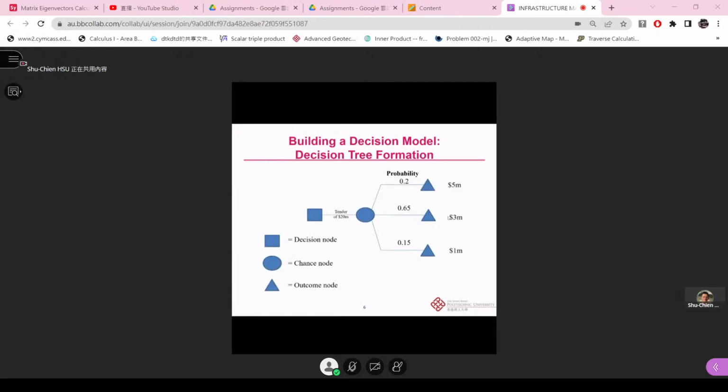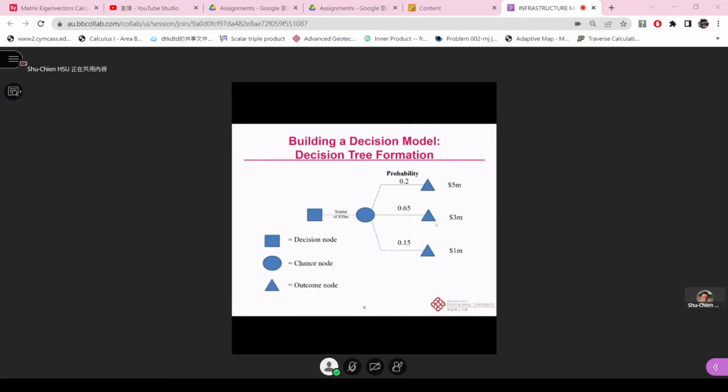If we want to know the expected benefit, we can just use 5 million times 20%, 3 million times 65%, and 1 million times 15%, and sum them up, so that we know the expected value, the expected income from this tender. All right, so this is just a very basic decision tree formation.